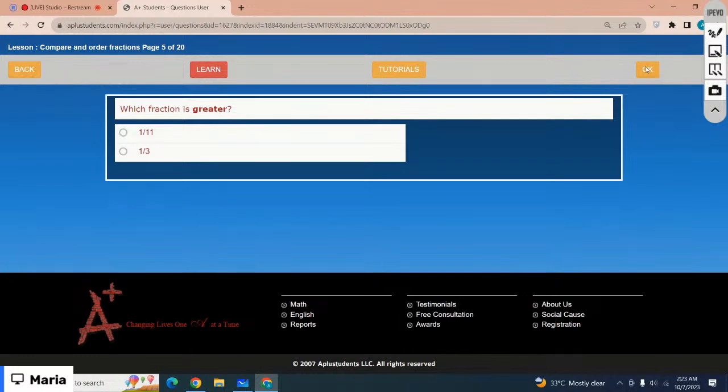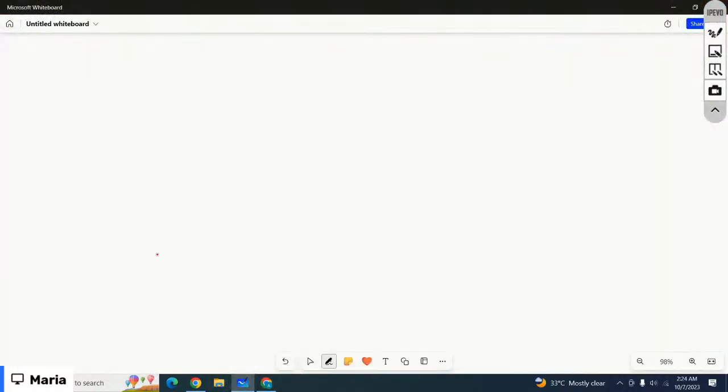Which fraction is greater? 1 over 11 and 1 over 3. You can compare them by making their denominators the same. Let's compare 1 over 11 and 1 over 3.